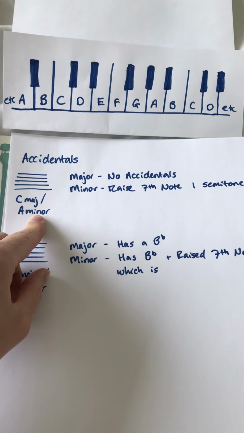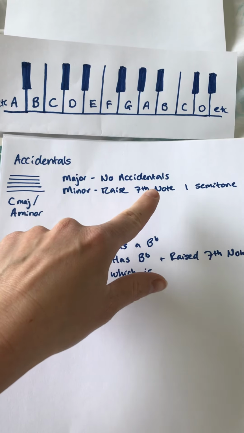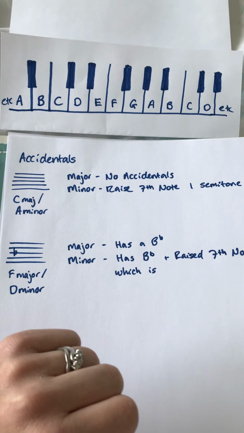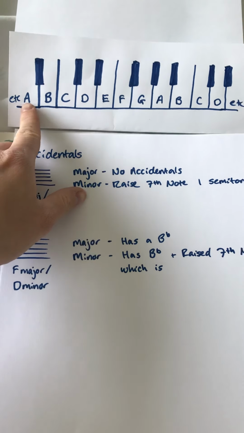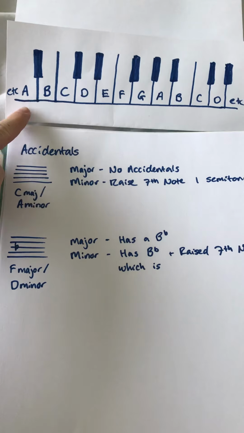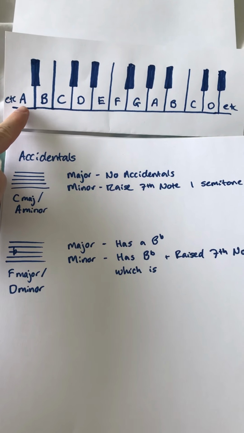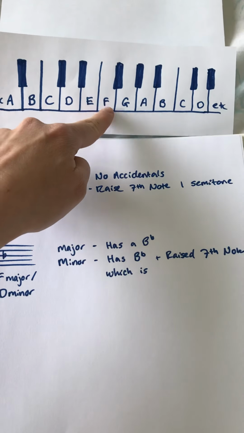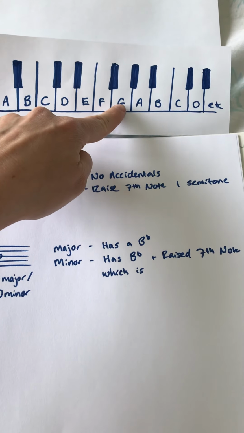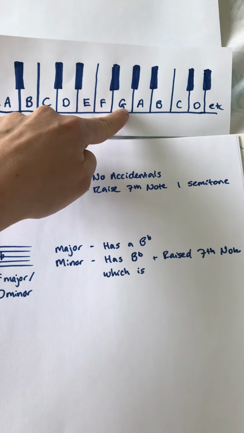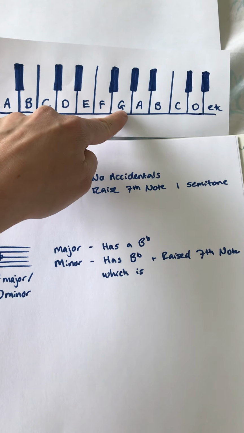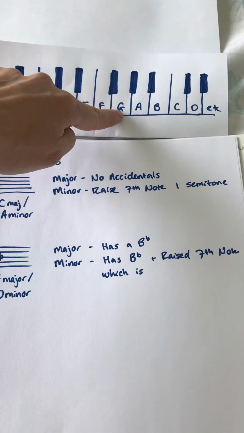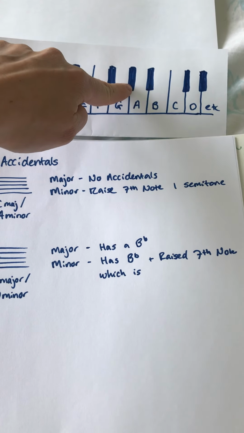homework, you're going to have to raise the 7th note of the scale by a semitone. Okay? So if I'm working out the accidentals for A minor, I'm going to be starting on the first note of the scale, which is an A, and I'm going to count up 7. 1, 2, 3, 4, 5, 6, 7. So this note here, this G, is going to be raised by a semitone, okay? So instead of just having a G in my A minor scale, it would be a G sharp, okay?